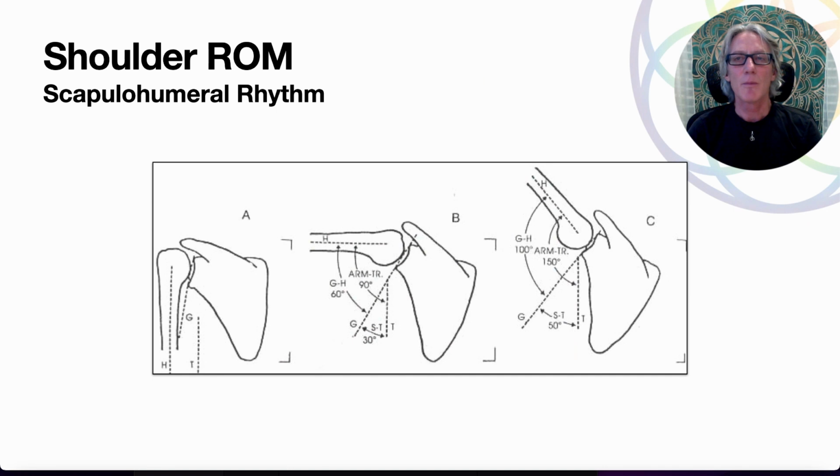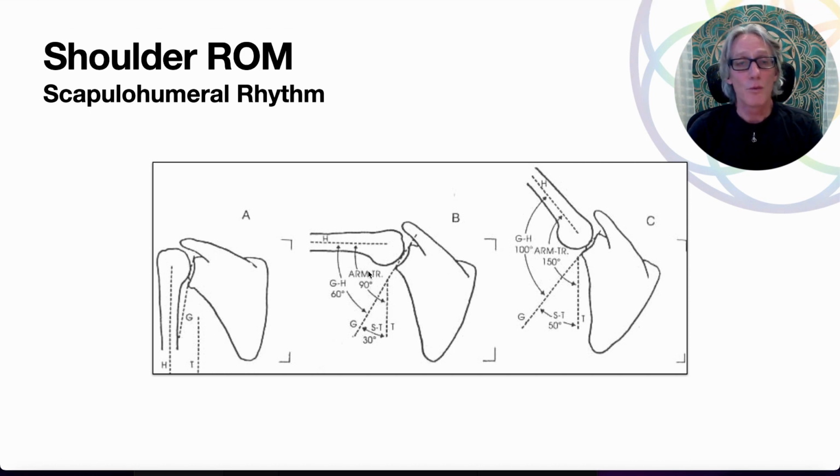So here's a diagram of scapulohumeral rhythm. So this is very important. You can check this out on yourself and on your students. It's very important because this is the source of a lot of shoulder dysfunction, although it's not recognized as such. The scapulohumeral rhythm describes, as the arm goes into abduction, how much rotation the scapula needs to have in order for that arm to abduct fully and to go through full range of motion.